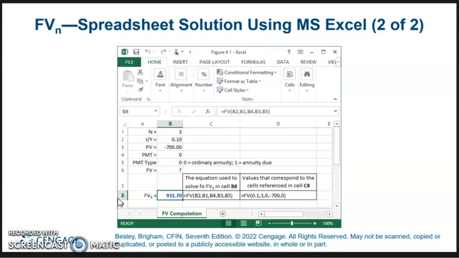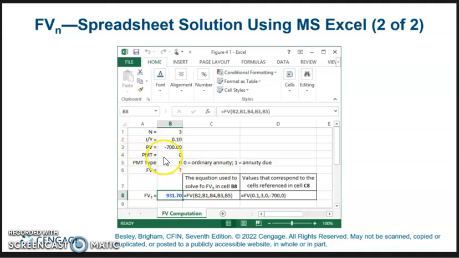So Excel looks like this. In this case, we had N, which is 3, and I/Y is 10, or 0.1. So there's a distinction between the calculator and Excel: Excel works with decimals. You could format this as a percent. So you could type in 10, then 700, negative 700, and 0 for payment.